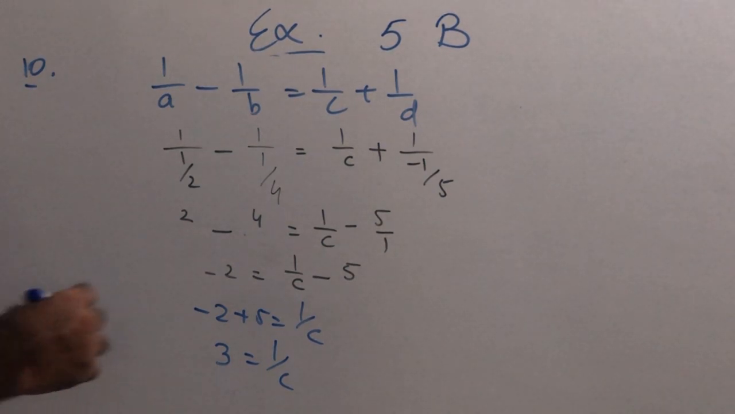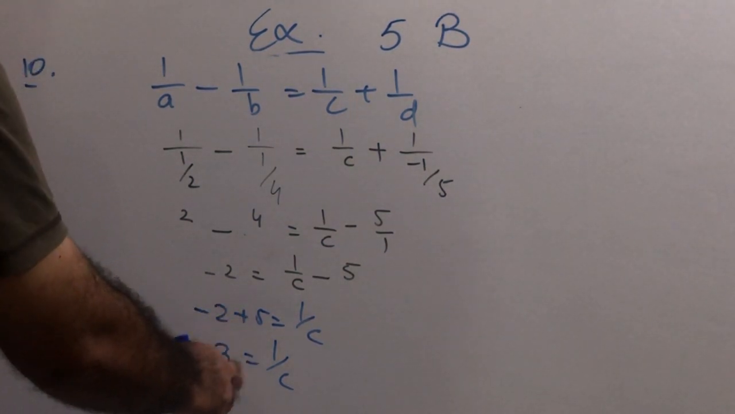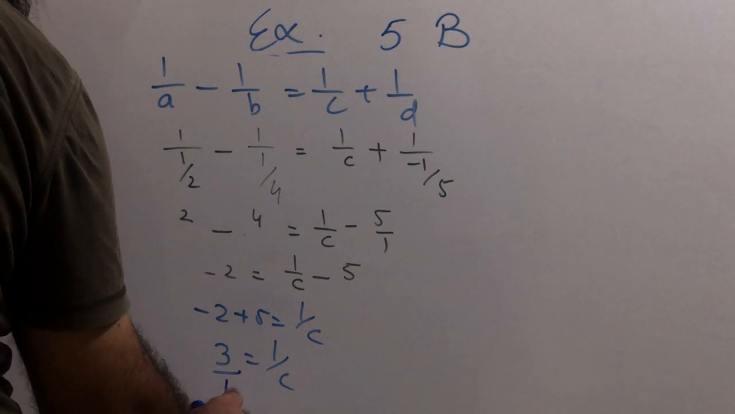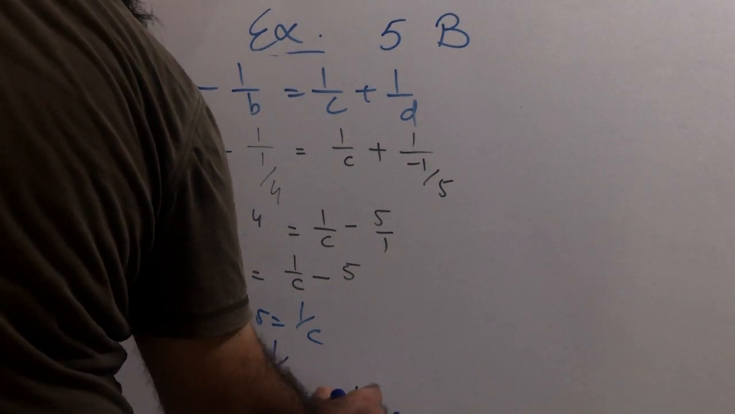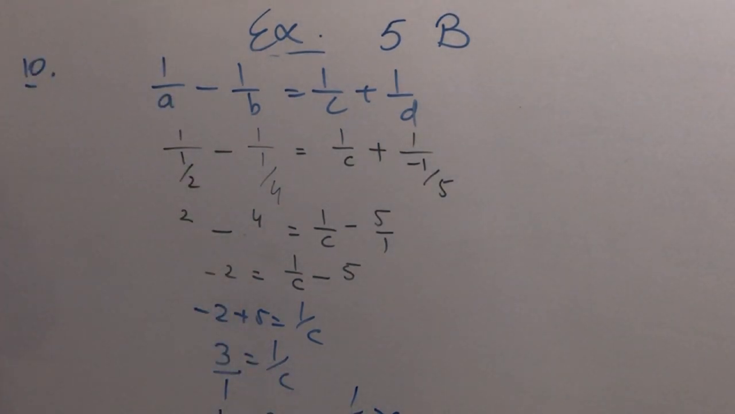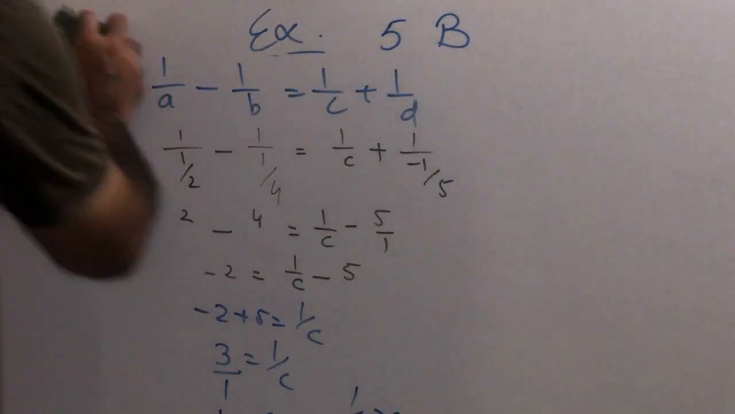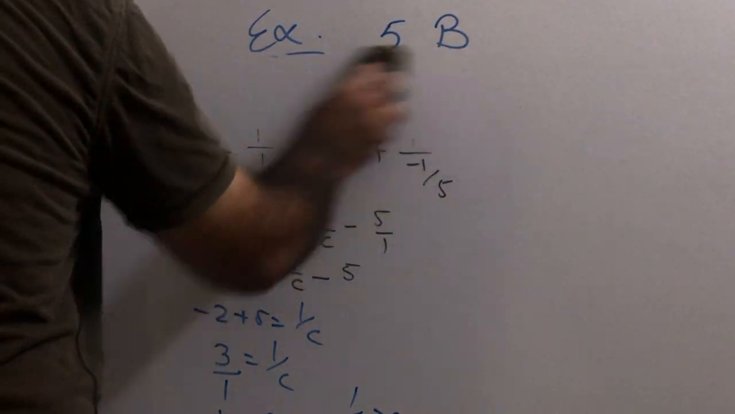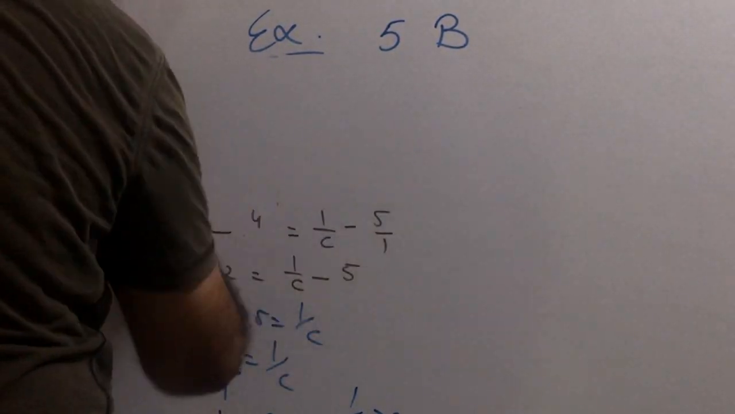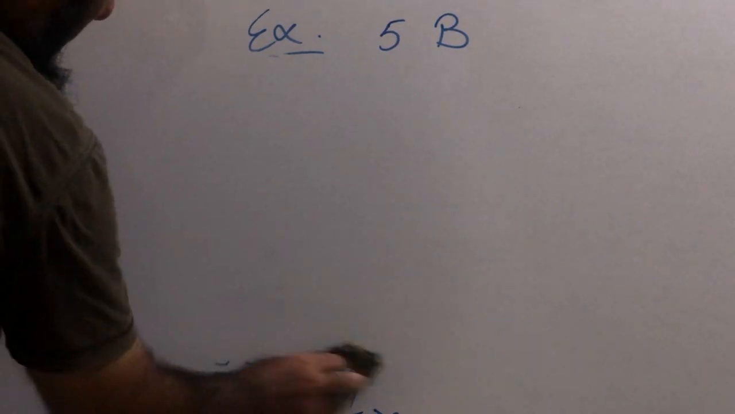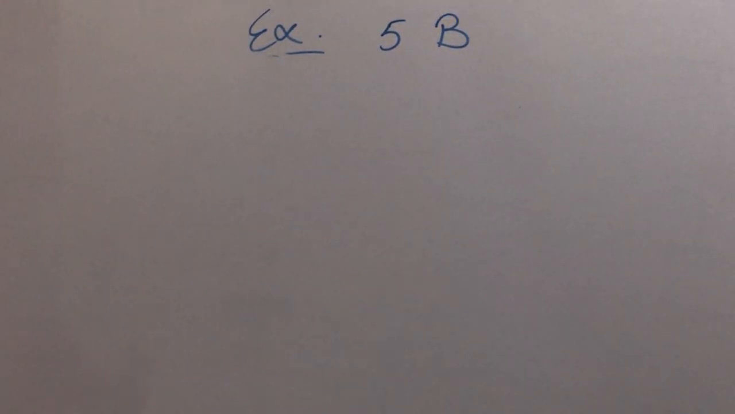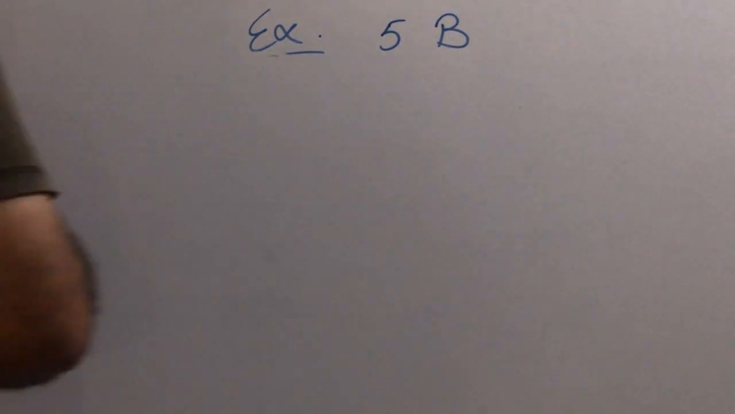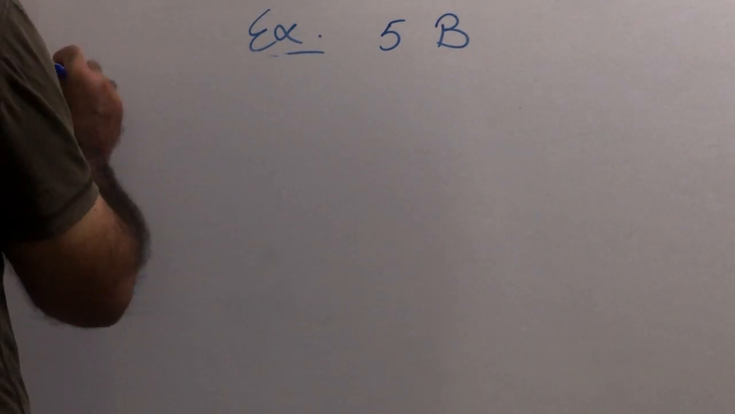We need to find the value of C. Now we need to flip both the sides. When we flip, it becomes 1 over 3, it becomes C over 1. So it means C is equal to 1 over 3. This is the answer for this question. So question 10 was very easy. We just plugged in the values and we needed to flip things, and we did a lot of flips and we got the answer.